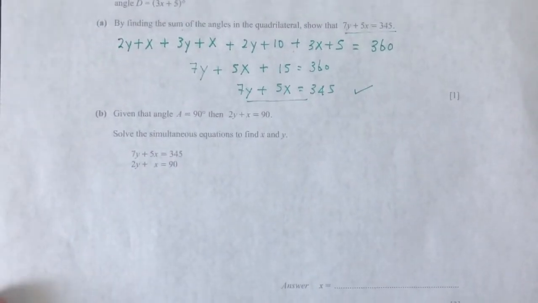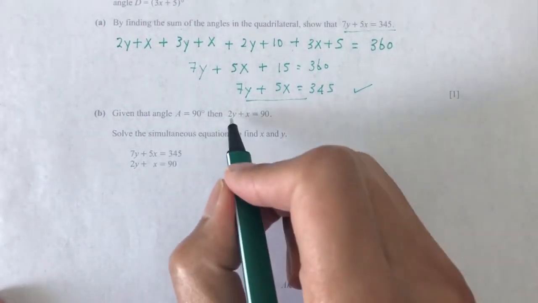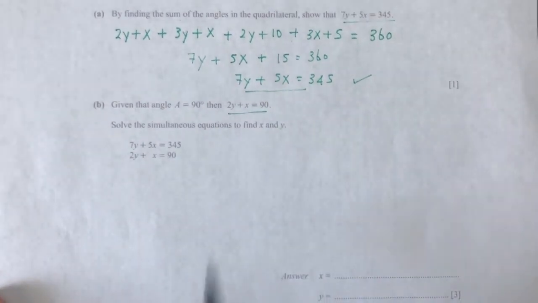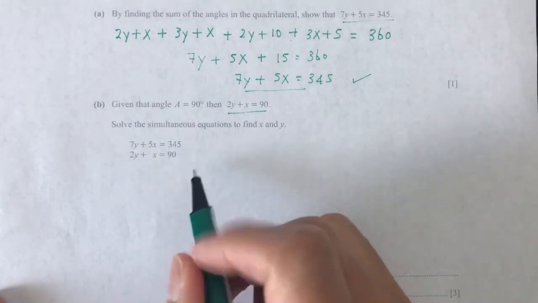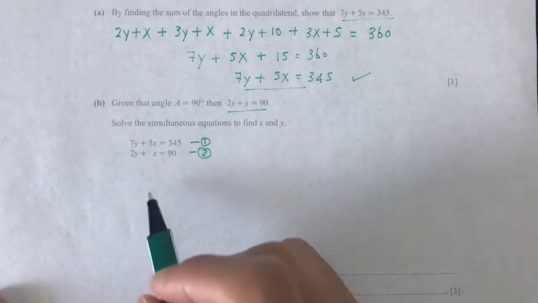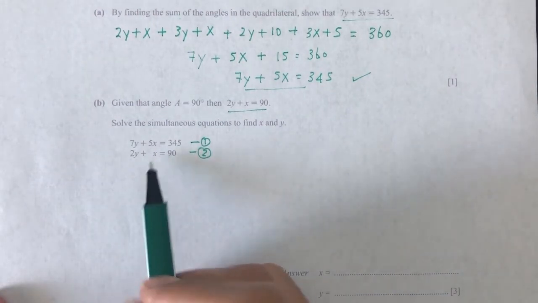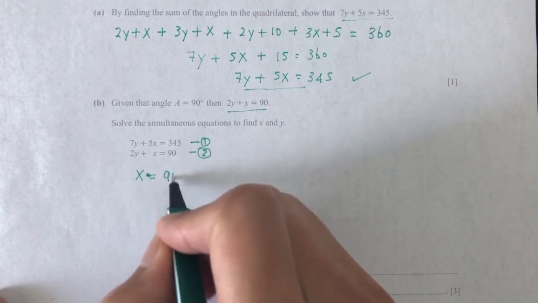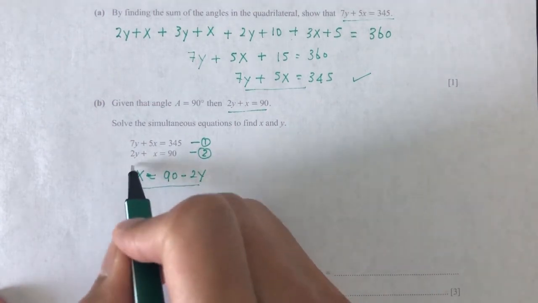So now moving on to part B. Given that angle A is equal to 90 degrees, so we have 2y plus x equals 90. So now we have to solve the equations to find x and y. So we have to solve the simultaneous equations. The first equation is this, and this is the second one. I will solve this using the substitution method because I have x as a single term here. So x is equal to 90 minus 2y. So that's the first derivation.